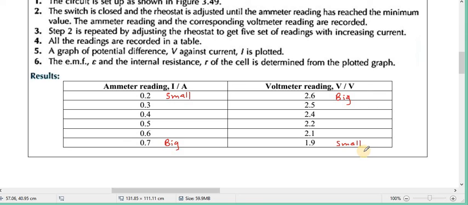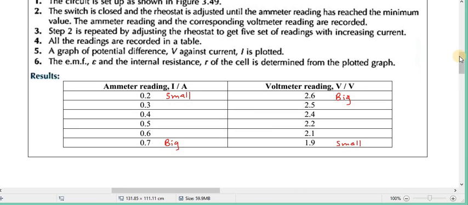Is this normal? This is totally different from what we learned in Ohm's law, right or not? When we learn about the relationship between current and potential difference, it should be directly proportional, right? The higher the current, the higher the potential difference, the higher the voltage. But why is it the opposite? The current is getting bigger, the voltmeter reading is getting smaller. So what is going on here?